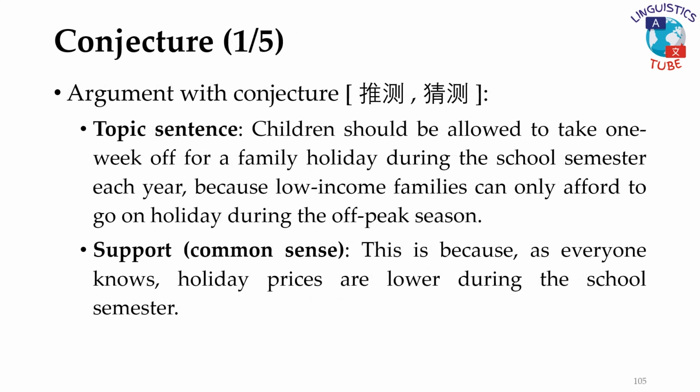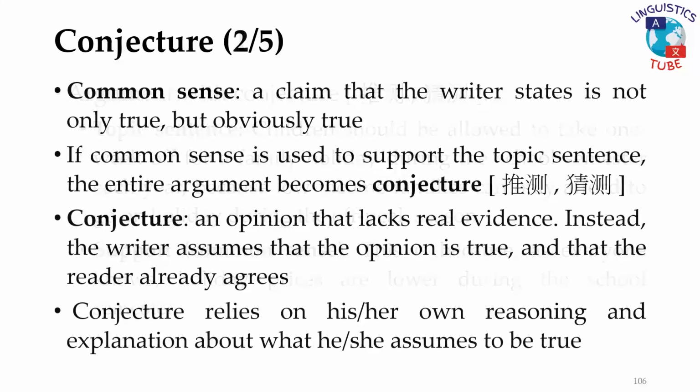In the previous discussion, we saw a topic sentence that was supported with common sense. To remind you, the topic sentence was, children should be allowed to take 1 week off for a family holiday during the school semester each year because low-income families can only afford to go on holiday during the off-peak season. The support for this was a piece of common sense, which was, this is because, as everyone knows, holiday prices are lower during the school semester. Common sense is a claim that the writer states is not only true, but obviously true. We saw some examples of this for the smoking in public places topic earlier in this episode.